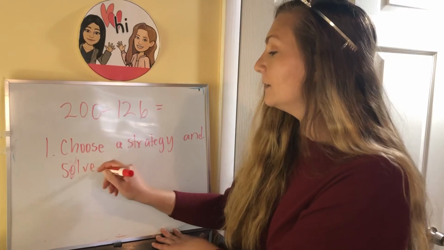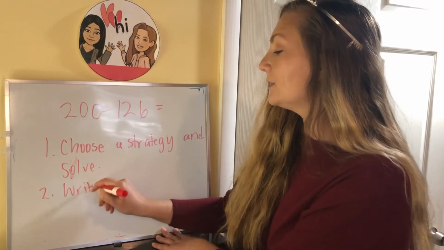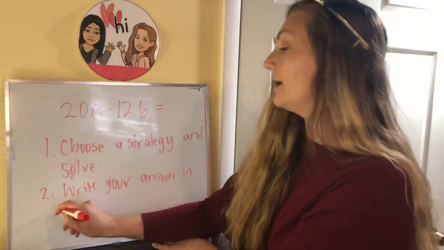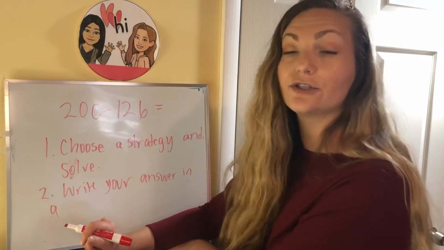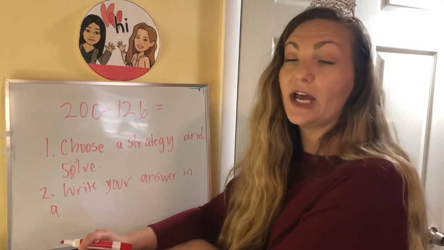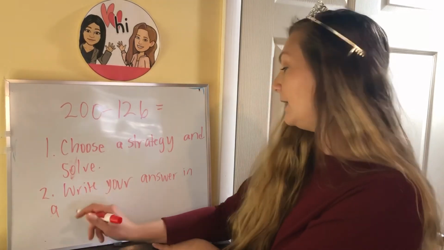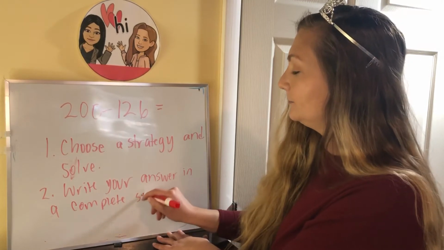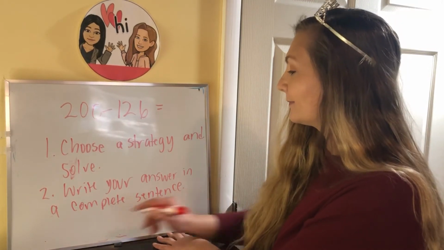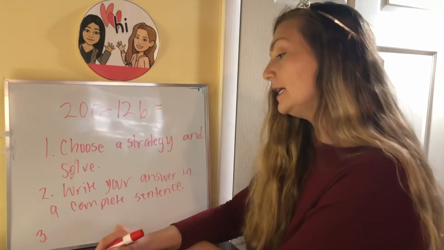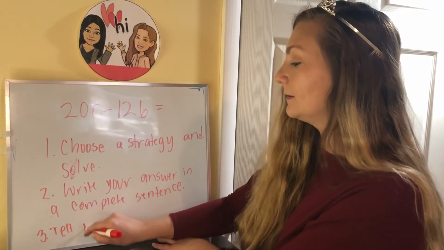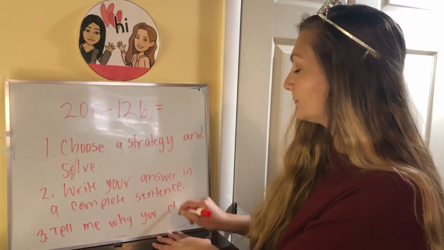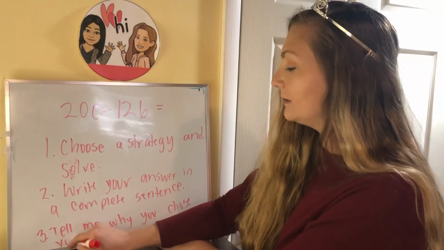Then you're going to write your answer in a complete sentence. So don't forget, if we're talking about Janariez and Emalis, your answer should say something about them. You could call them J and E. J and E have to sing how many more times? Write your answer in a complete sentence. And 3 is going to be, tell me why you chose your strategy.